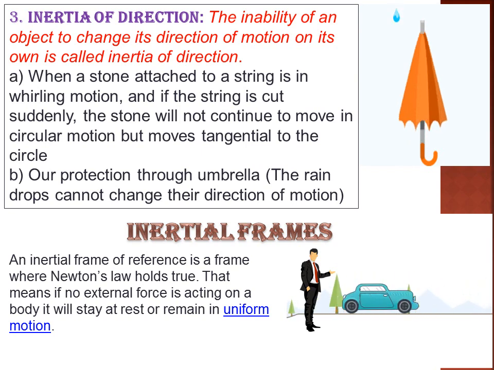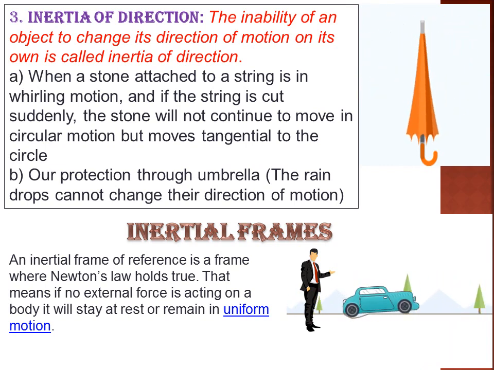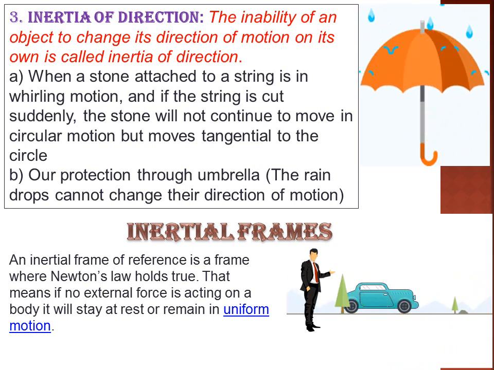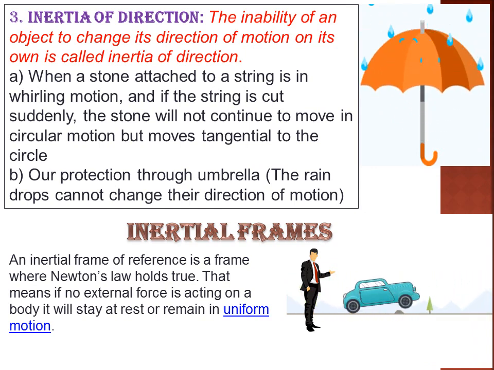Remember, the person standing outside the car who is at rest has an inertial frame, and a person inside the car who is seeing the person standing outside on the ground is in a non-inertial frame. There is a difference between these two frames, because a person inside the car is in movement. He is having a force to move in one direction.